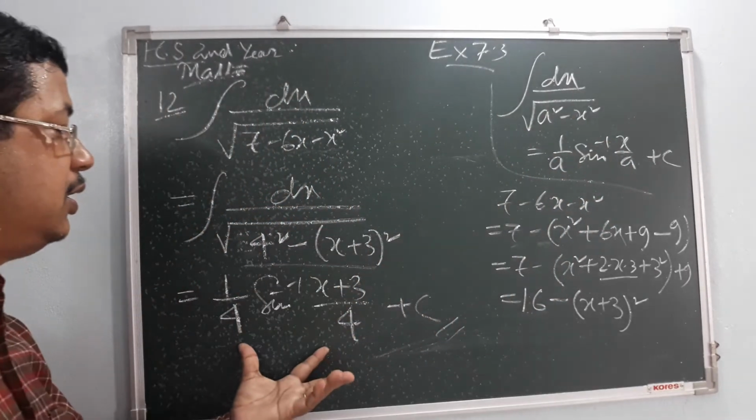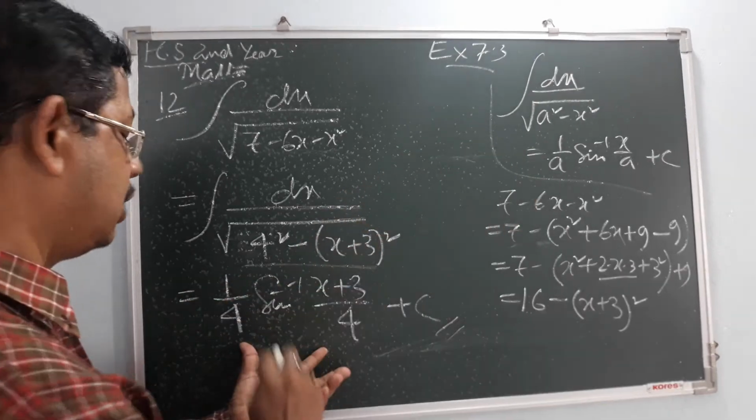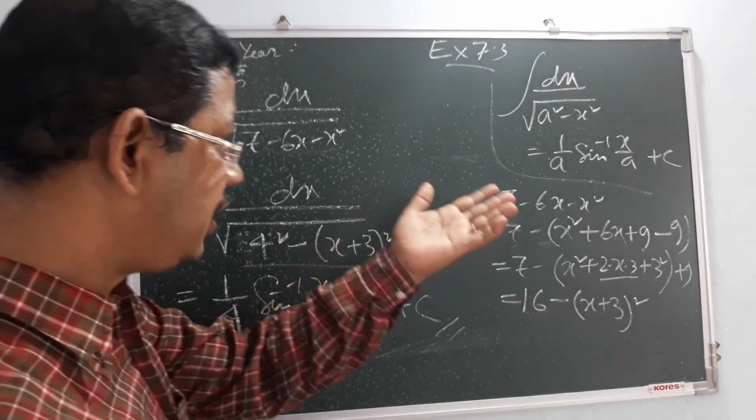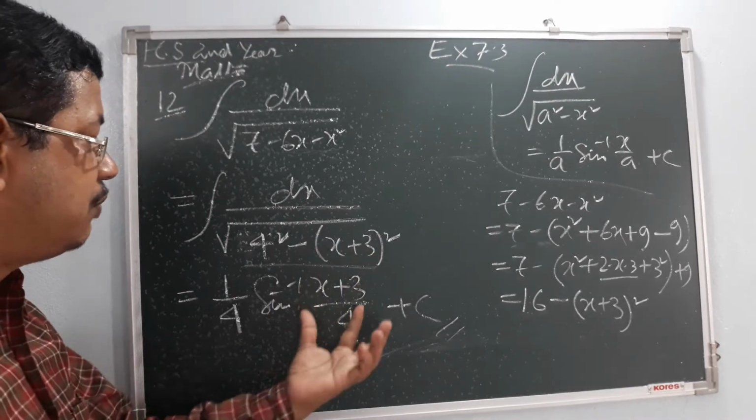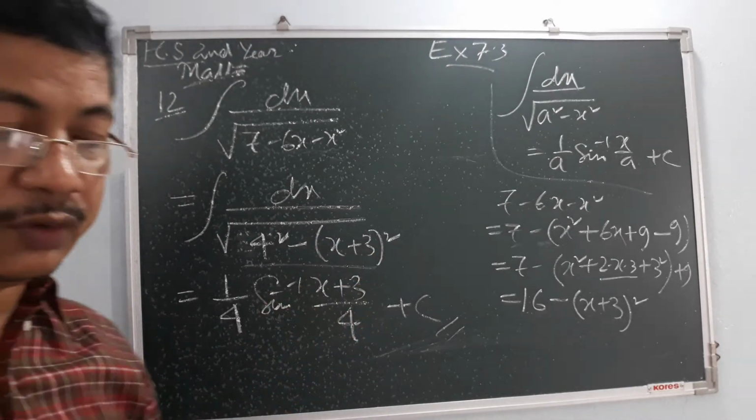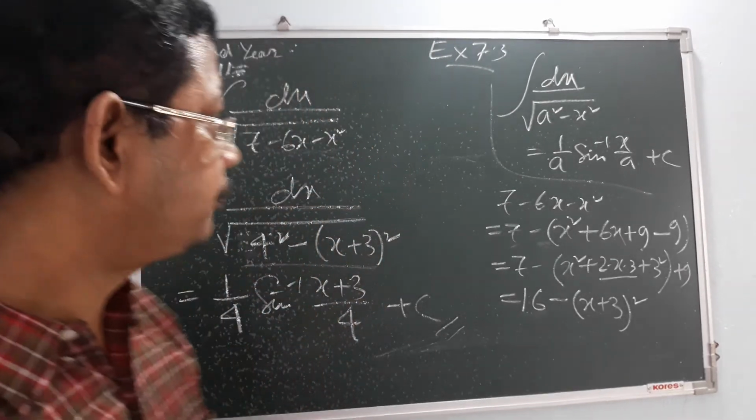So I wrote here 1 by 4 because 1 by a sine inverse x by 4, that is this by 4. So this is our question number 12.